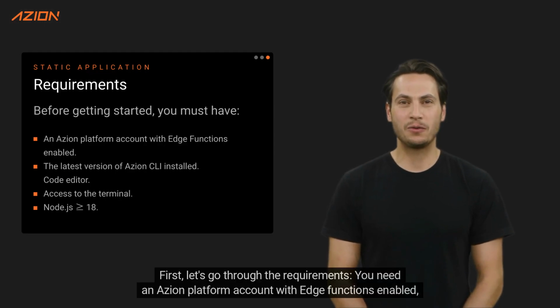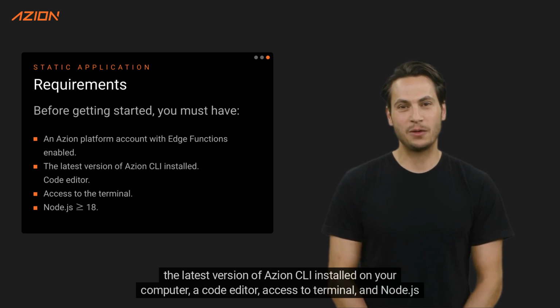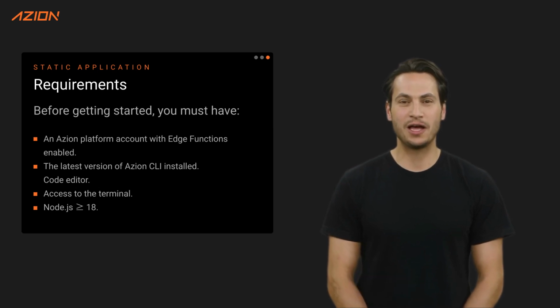First, let's go through the requirements. You need an Azion platform account with Edge functions enabled, the latest version of Azion CLI installed on your computer, a code editor, access to terminal, and Node.js version at least 18.